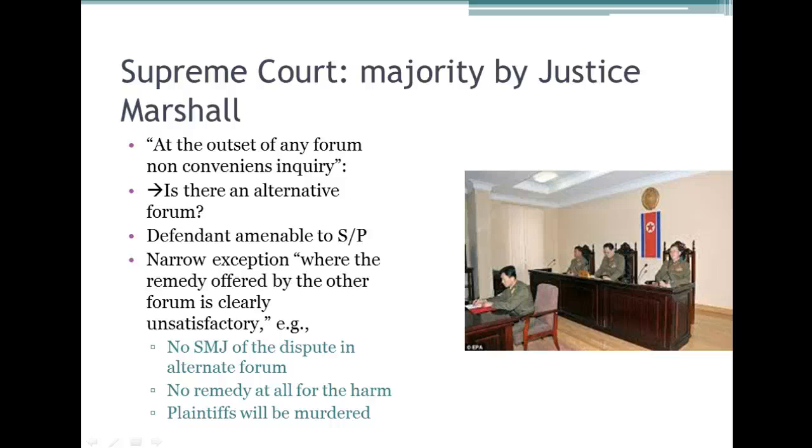All right, so the Supreme Court, minus two justices, gets a majority opinion written by Justice Marshall. The opinion is fairly clear, but there are places in which it's a little bit disorganized. For example, the outset of the inquiry, which you would think would be at the beginning of the opinion, is instead in a footnote toward the end of the opinion. It says, at the outset of any forum non conveniens inquiry, the court has to ask, is there an alternative forum? If we dismiss here, is the plaintiff really going to be able to go somewhere else and get relief? And that's actually not a very high bar.